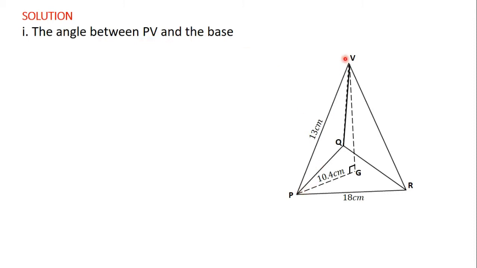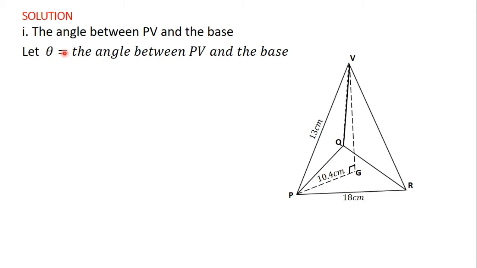So we have PV here and the base PQR. If we let theta represent the angle between PV and the base, we can indicate theta on the diagram as the angle that we have here. Now this is PV and PQR is the base. So the angle between PV and the base is this angle here, represented by theta, as we can see from the diagram.